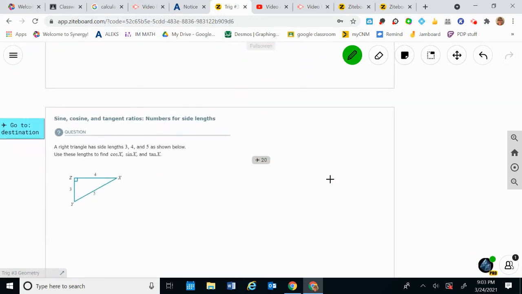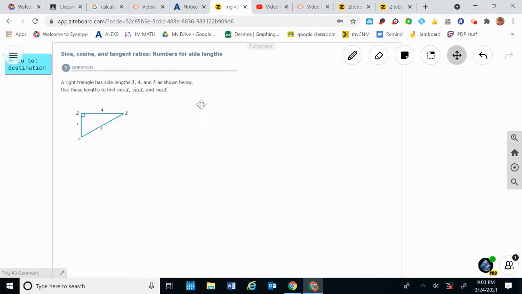If you can do these by yourself, okay? I'm going to go ahead and answer them, hoping that you paused it. 3, 4, 5, okay? It wants cosine of x, okay? So, SOHCAHTOA, okay? Cosine is adjacent over hypotenuse.